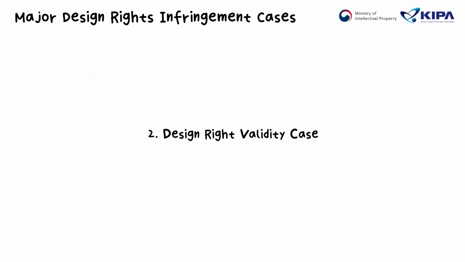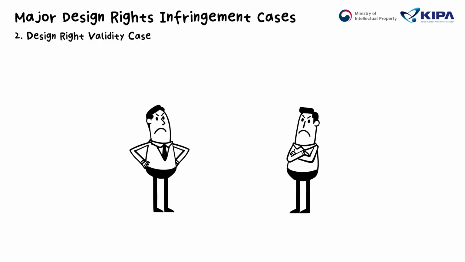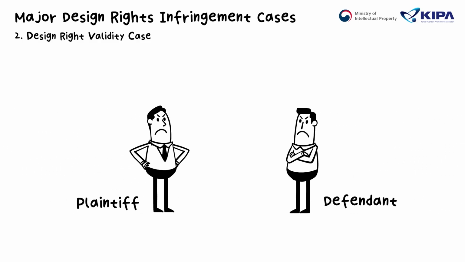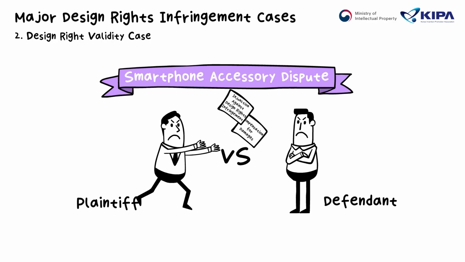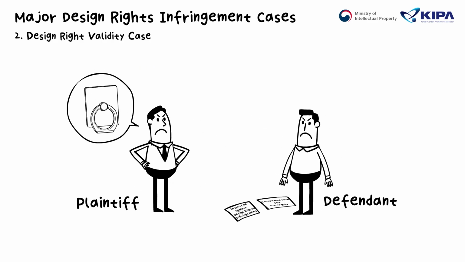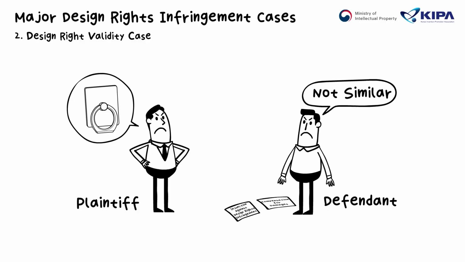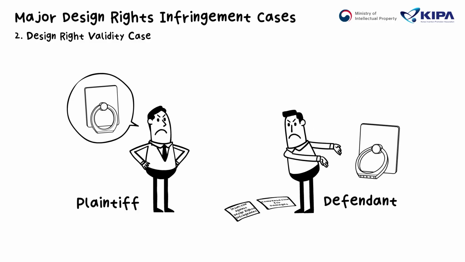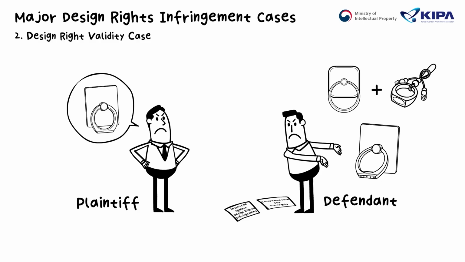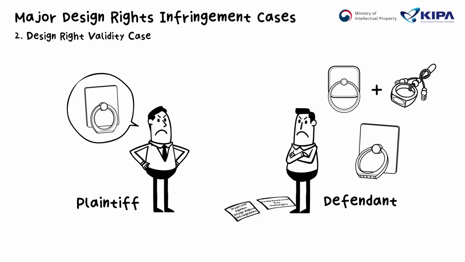2. Design Right Validity Case. The plaintiff filed a claim seeking an injunction and damages from the defendant, alleging that the registered design for a smartphone accessory and the defendant's alleged infringing design were similar. Accordingly, the defendant argued that the two designs were not similar, and further claimed that the registered design could easily have been created by combining prior design 1 and prior design 2, rendering the registration invalid.